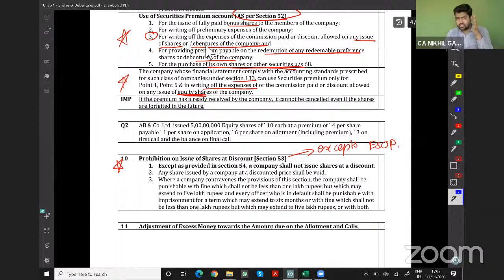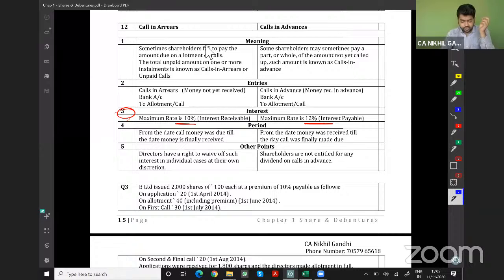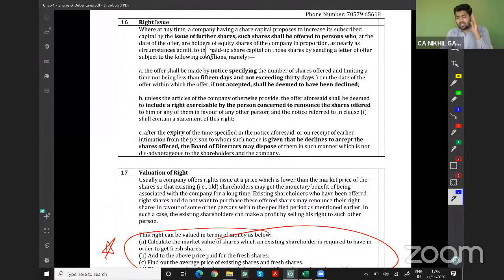In case of calls in arrears and calls in advance, the following things should be remembered. Maximum interest rate in case of calls in arrears is 9%, in case of calls in advance is 12%. So, forfeiture of shares, we have understood the entry. Ratio of shares was a good one. In case of right shares, the existing shareholder should be asked first. The minimum period is 15 days, the maximum period is 30 days.